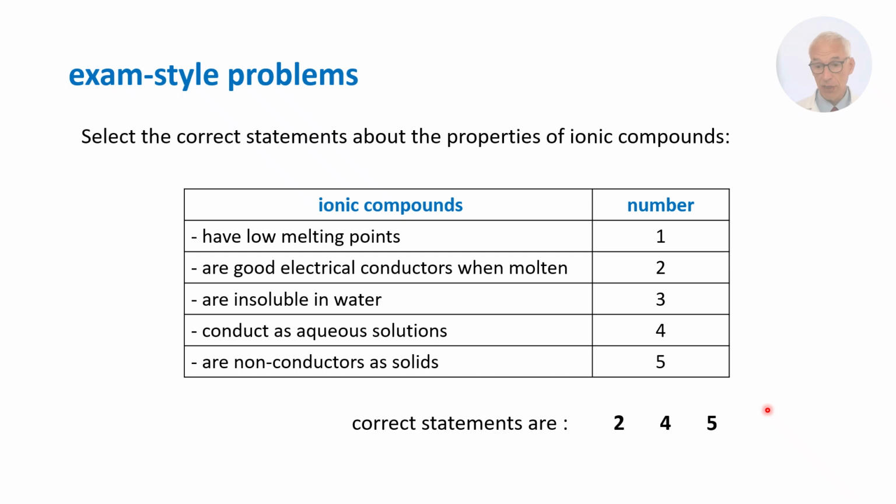The correct statements are 2, 4, and 5. Ionic compounds have high melting points. They are good electrical conductors when molten. They are soluble in water, so statement 3 is false. Conduct in aqueous solutions, that's true, as is the statement: ionic compounds are non-conductors as solids. So 2, 4 and 5 are correct statements.